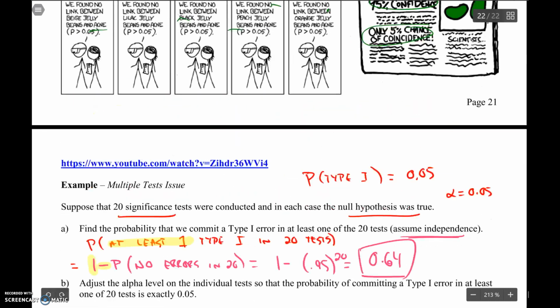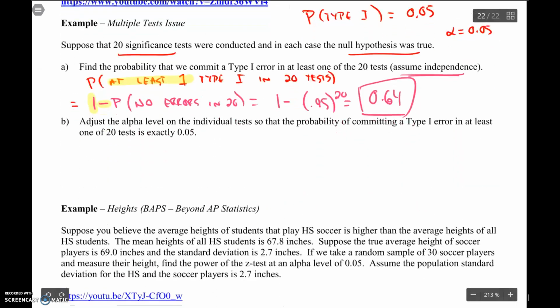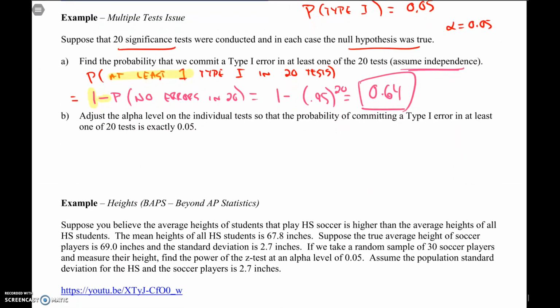So is it unusual that we would get one or more type 1 errors? Well, no. It happens in actually over half. If you run 20 tests, 64% of the time you're going to get at least one and maybe even more than one type 1 error in at least one of those tests. So this is way too high.